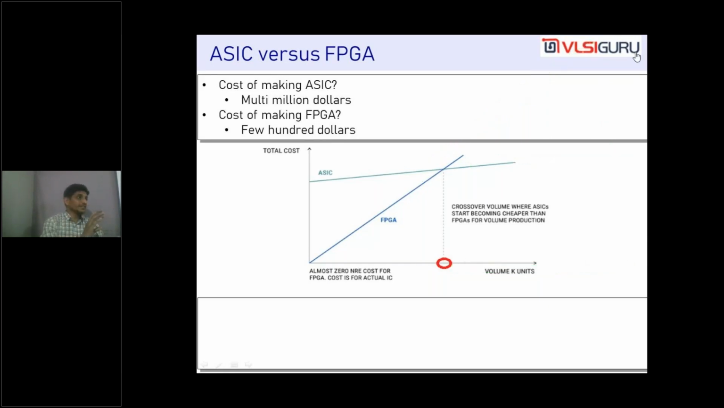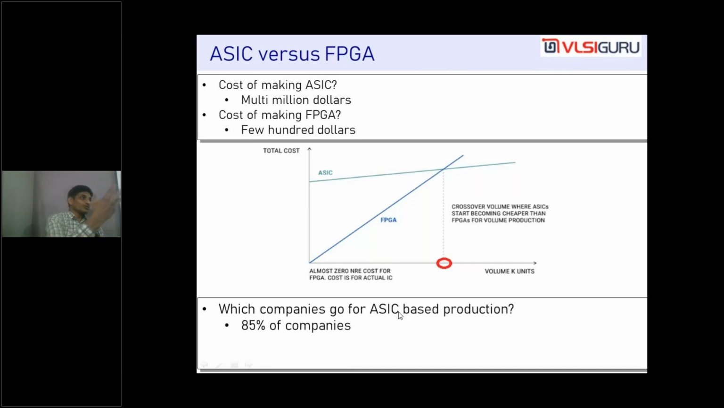Have you understood what ASIC is and what FPGA is? Which companies go for ASIC-based production? The ones which need bulk production, mass production. Okay. Now you need to just use your common sense and ask yourself which one requires bulk production. Laptop, bulk production, right? So what is the technology? ASIC, right?